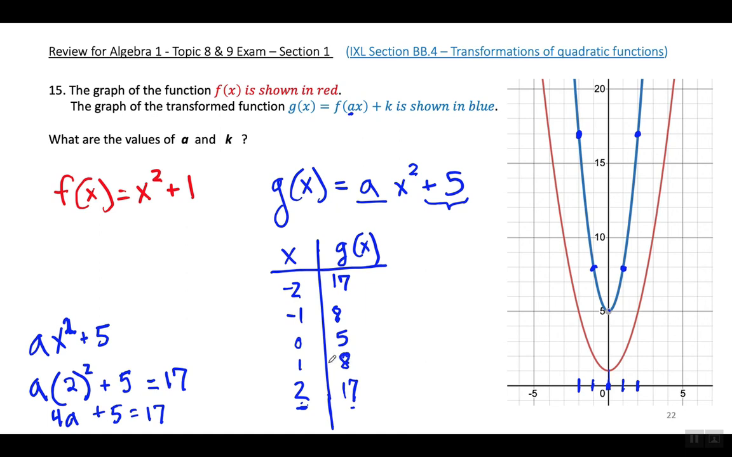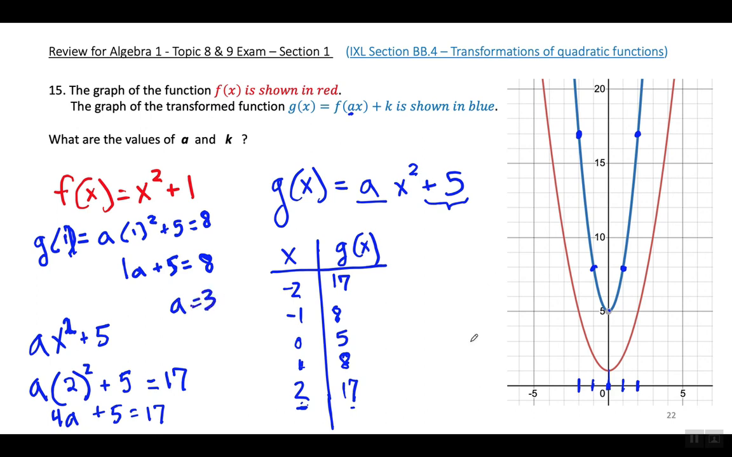If you want to test out if you're correct, again, I got a equals 3. Let's test it out with this one as well. If I plug in a 1 into this function, g of 1, sorry, my writing tool is messing up right now. g of 1 equals a times 1 to the second power plus 5. And when x equals 1, I'm supposed to get 8. So 1 to the second power is 1, so this will be 1a plus 5 equals 8. When you subtract 5 and divide by 1, you're going to get, again, a equals 3.